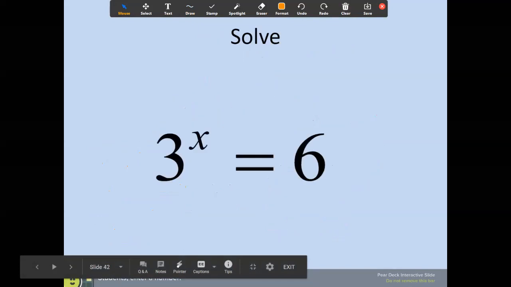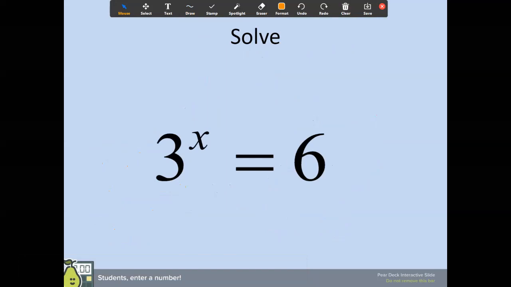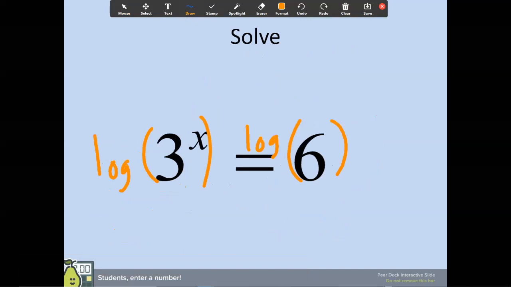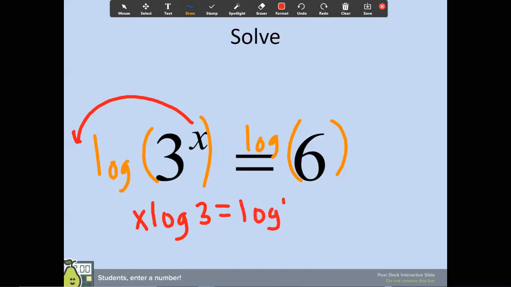Okay, solving for x. Cannot get both bases to be the same. 3 does go into 6, but 6 is not 3 to any nice power. So I am going to log both sides. I'm going to take the log of this side, and I'm going to take the log of 6, common log, base 10. Now, when I take the log of 3 to the power x, the x is going to come in front. So I'm going to get x log 3 is equal to log 6. I then am going to divide both sides by log 3. So log 6 over log 3.